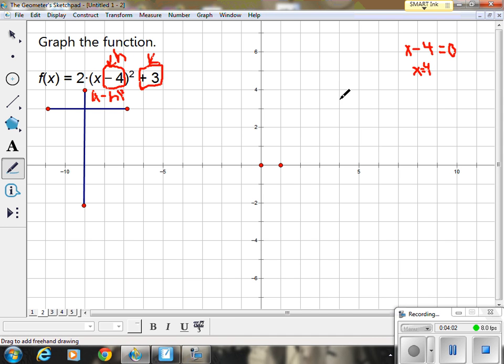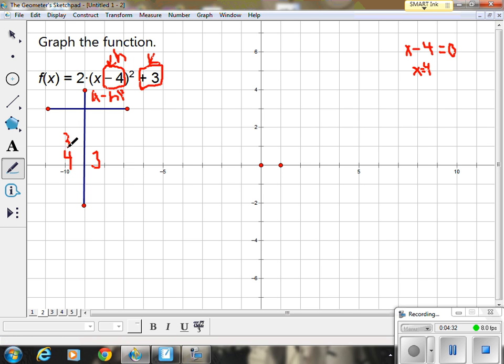Now think about this. We talked about that the vertex is the highest or the lowest point. I need to interpret that as the middle of my graph when I create it. I know it's going to create this U-shape, this parabola. So I'm going to put that vertex into the middle of my t-chart. So my vertex will be positive 4, positive 3. Now from there, I want to get some points that are around my vertex. I want some points that are to the left of my vertex, and I want some points that are to the right of my vertex.